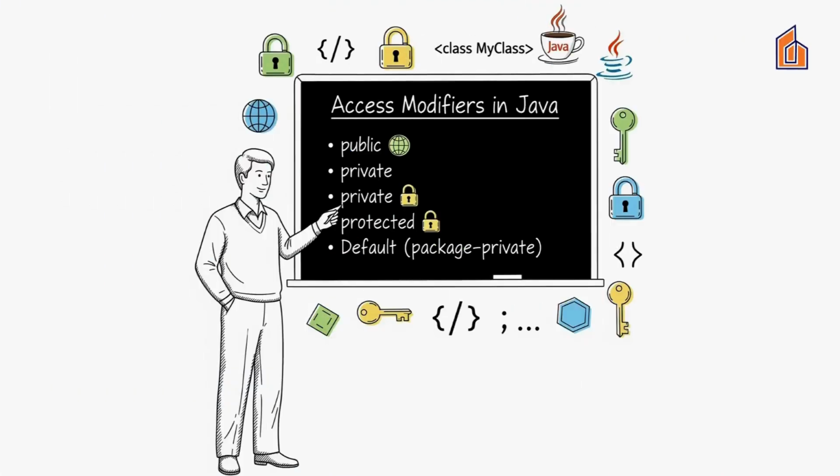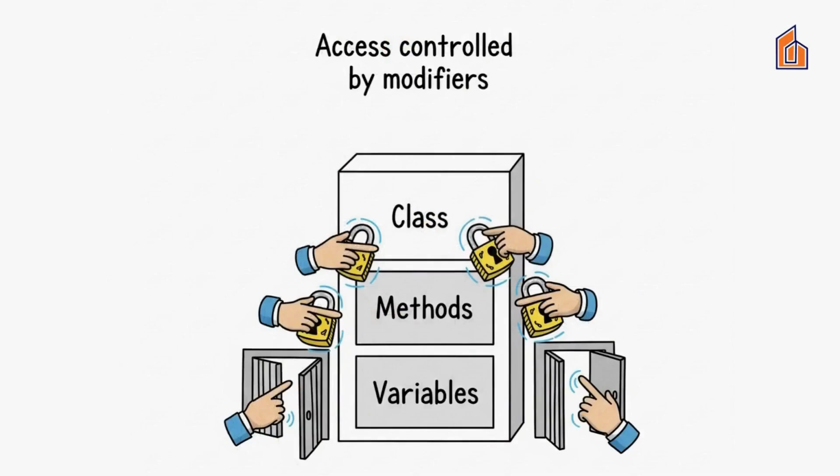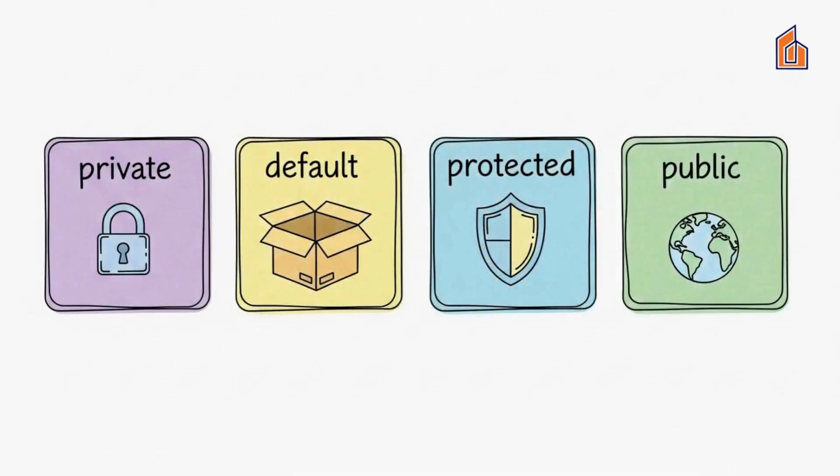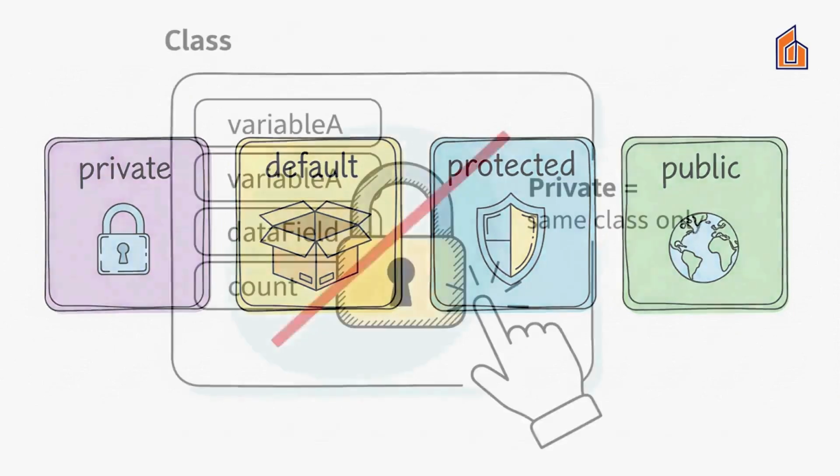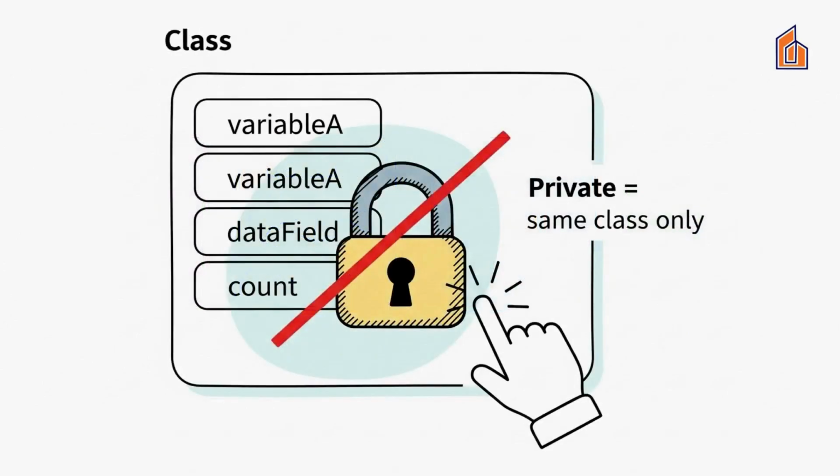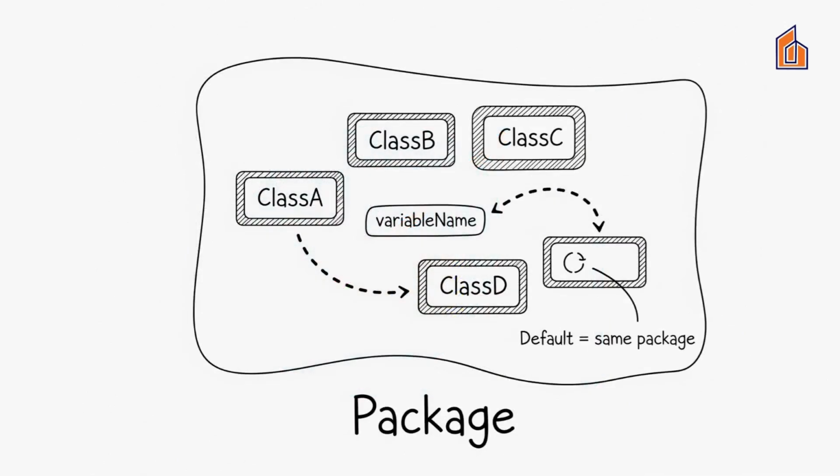Now, coming to the access modifiers. Access modifiers control who can access a class, method, or a variable. Java has 4 access modifiers: private, default, protected, and public. Private is accessible only within the same class. Default has no keyword. It is accessible within the same package.